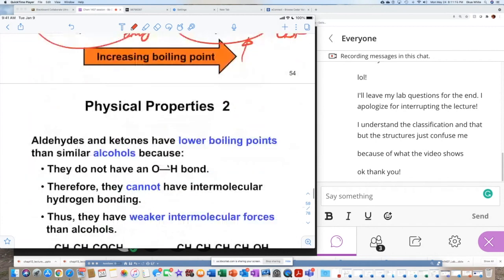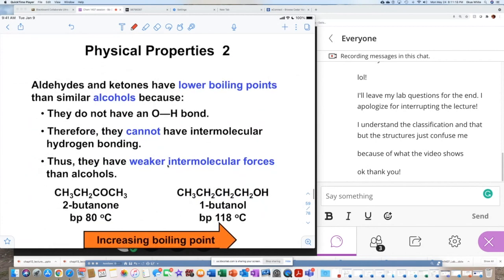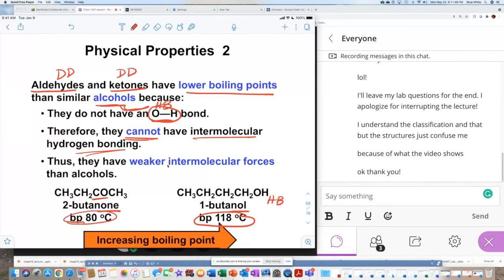Okay, I'm going through this part faster because once again this is like a review, right? But aldehydes and ketones, since they only get dipole, they are lower than alcohols because alcohol has that OH bond, right? And so alcohol can hydrogen bond. They do not have O directly attached to H, so they cannot have intermolecular hydrogen bonding. For that reason, when you compare them, here's a ketone with the alcohol, the alcohol beats them as far as the boiling point is concerned because you have hydrogen bonding, dipole, and LDF. Here you only have dipole and LDF. Okay?